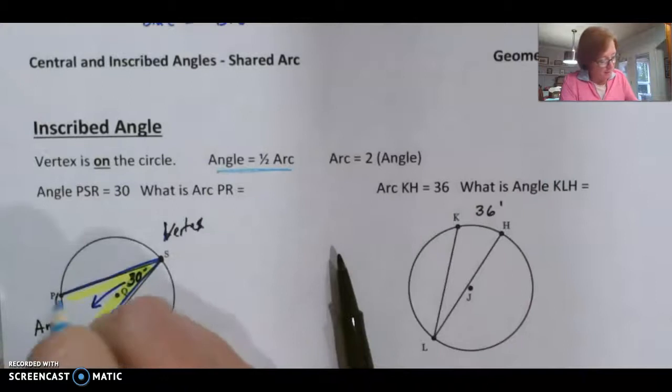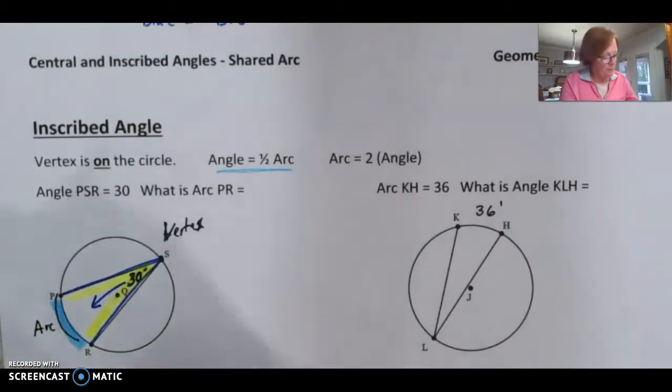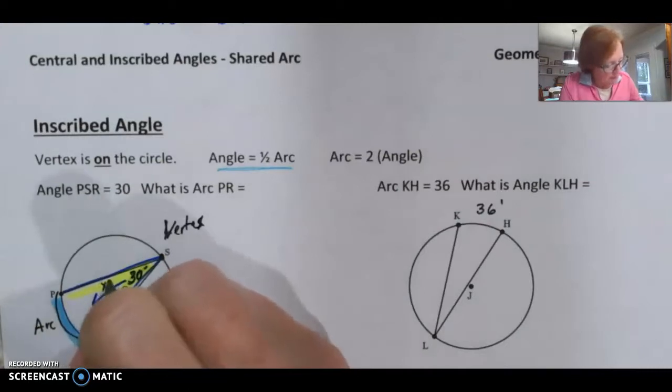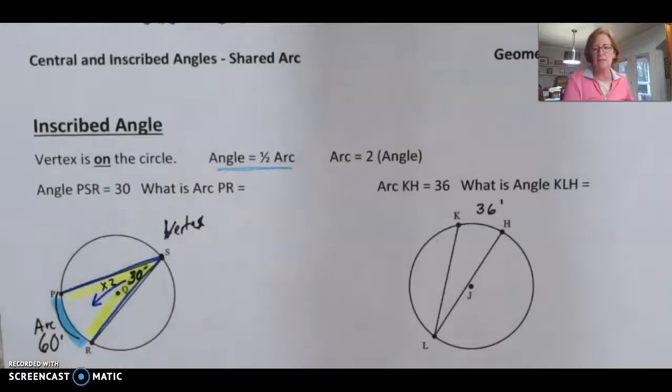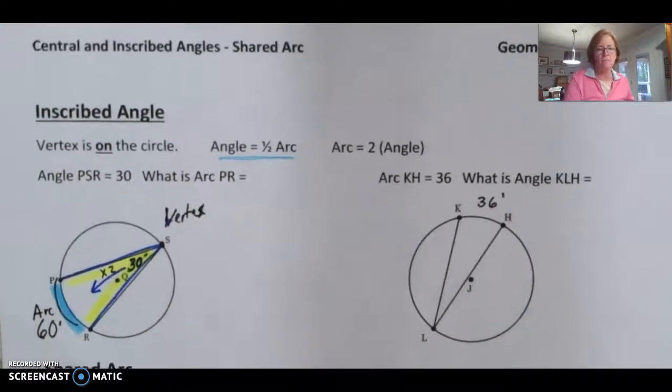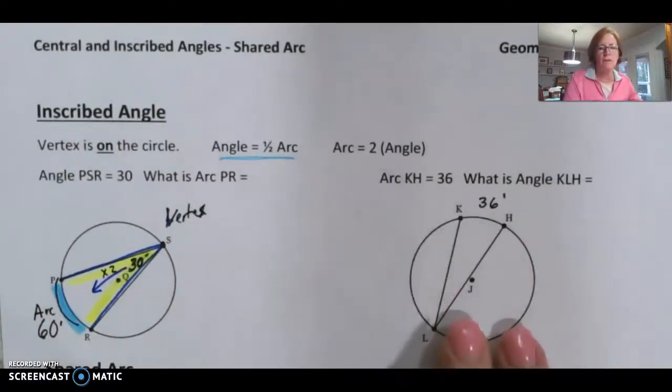I'm going to multiply by 2. I'm getting to the big arc that is blue. I'm going to multiply by 2, so 30 times 2. I'm going to be able to know that this arc is 60 degrees. Okay, let's take a look at another one over here.